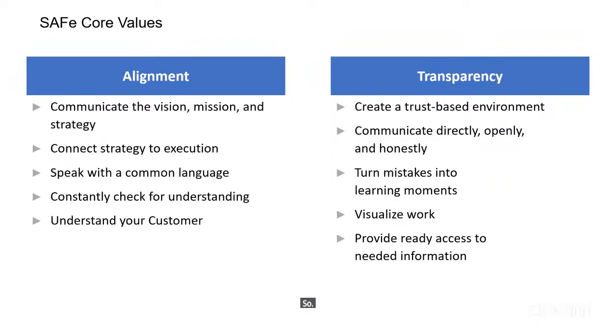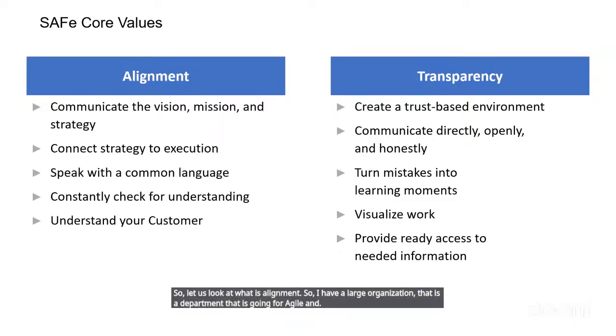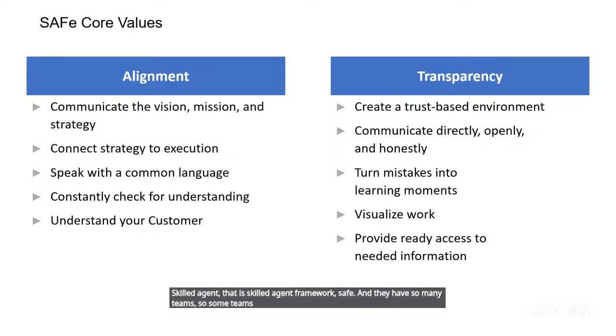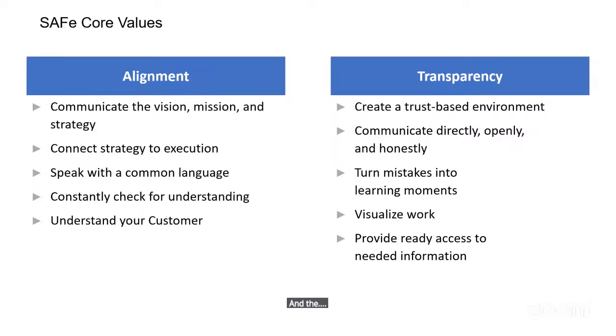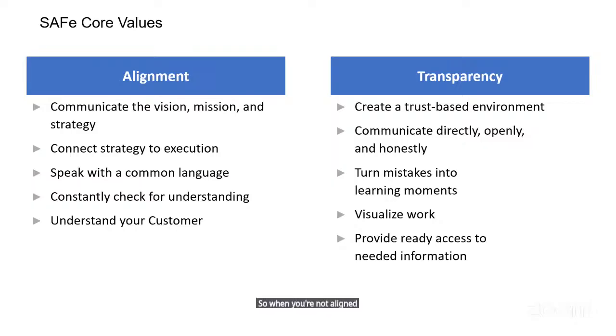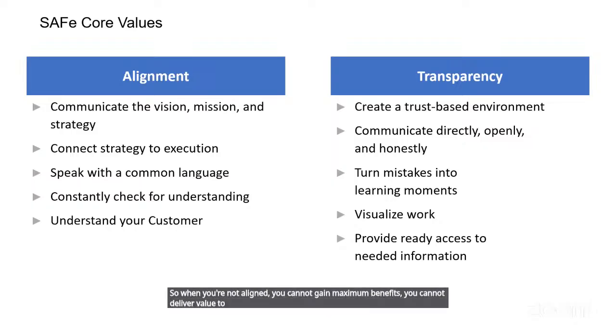So let us look at what is alignment. I have a large organization. There is a department that is going for Agile and Scaled Agile, that is Scaled Agile Framework, SAFe, and they have so many teams. The organization leader has also given the key objectives, what we have to follow and things like that. But all the teams are following in different ways. One team is doing something, another team is doing something else. So they are all not aligned. When you're not aligned, you cannot gain maximum benefits. You cannot deliver value to the customer.